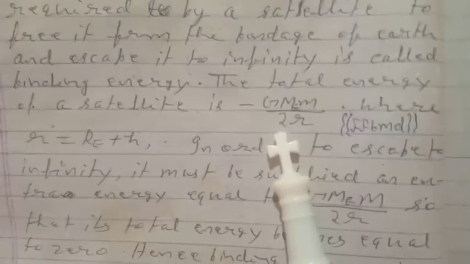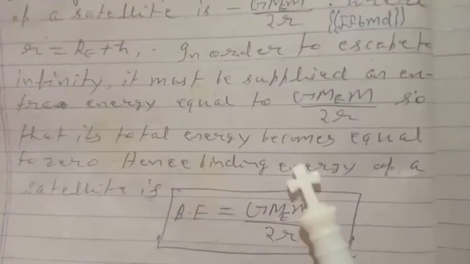Now the binding energy. The energy required by a satellite to free it from the bondage of Earth and escape it to infinity is called binding energy. The total energy of a satellite is minus GMEM by 2R, where R equals RE plus H. In order to escape to infinity, it must be supplied an extra energy equal to GMEM by 2R so that its total energy becomes equal to 0.